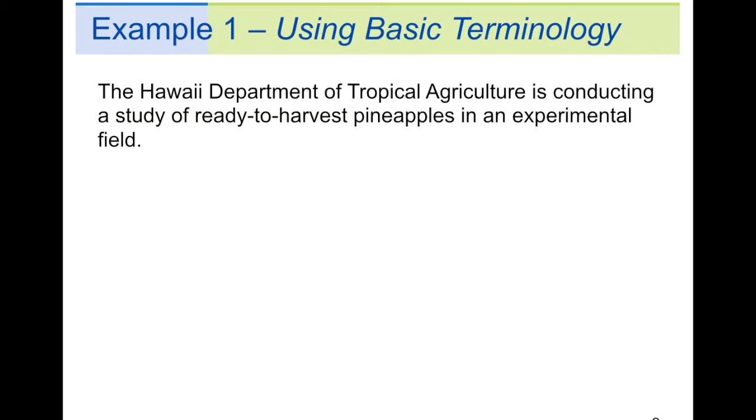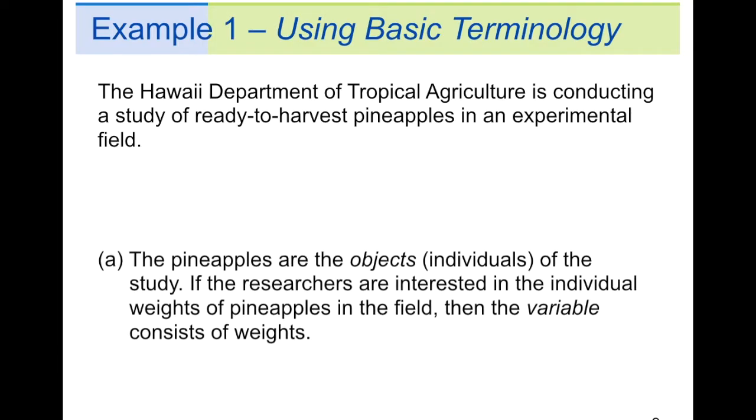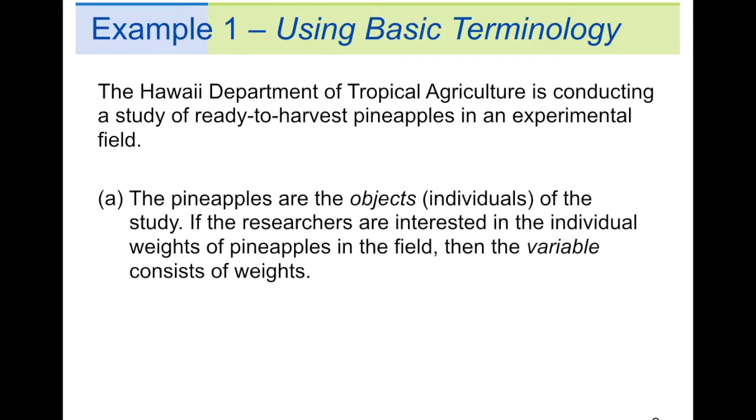First example. The Hawaii Department of Tropical Agriculture is conducting a study of ready-to-harvest pineapples in an experimental field. So think of what the individuals would be in here. That would be pineapples. So then you could think, if the researchers are interested in the individual weights of the pineapple in the field, that would be the variable. The variable would consist of the weights.